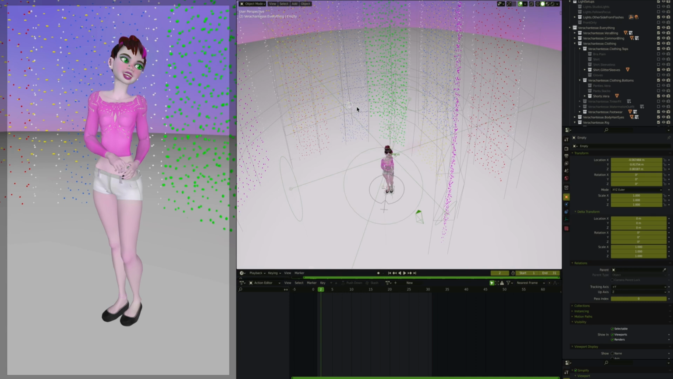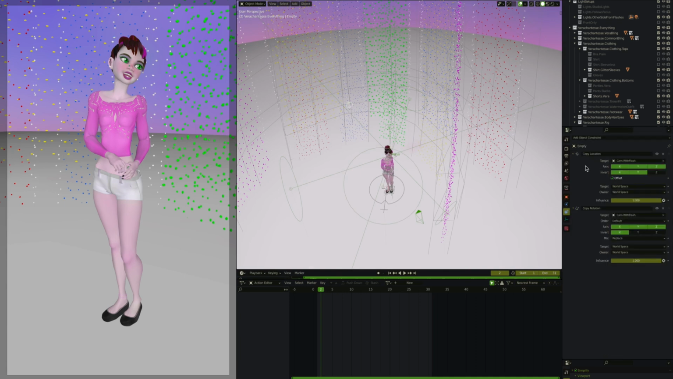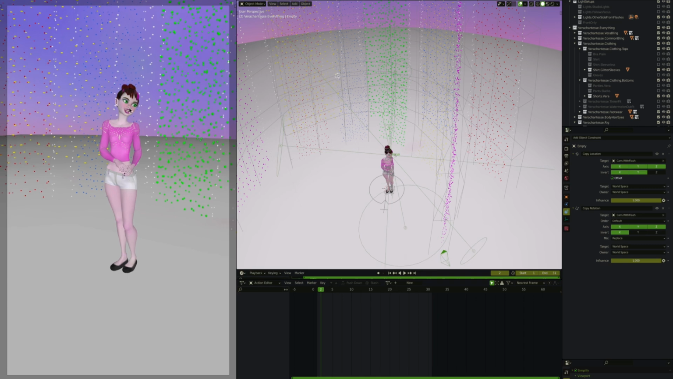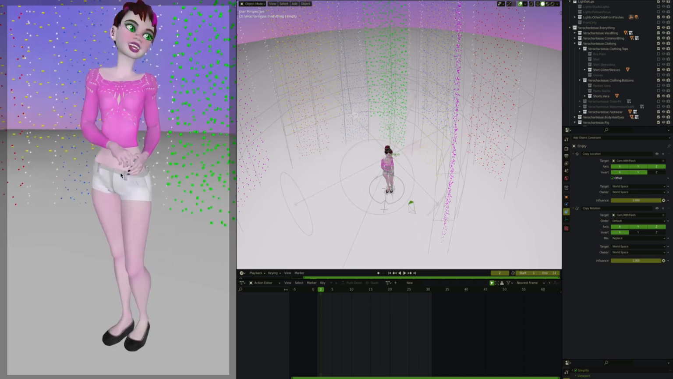Then there's this empty behind her, and by behind, what does that mean? It means it copies the location of the cam with flash, all three X, Y, and Z axes, but the X and Y axes are inverted. So that means that as this camera moves away from her, the empty also moves away from her, but in the opposite direction and closer, closer. So you can kind of watch how that works.